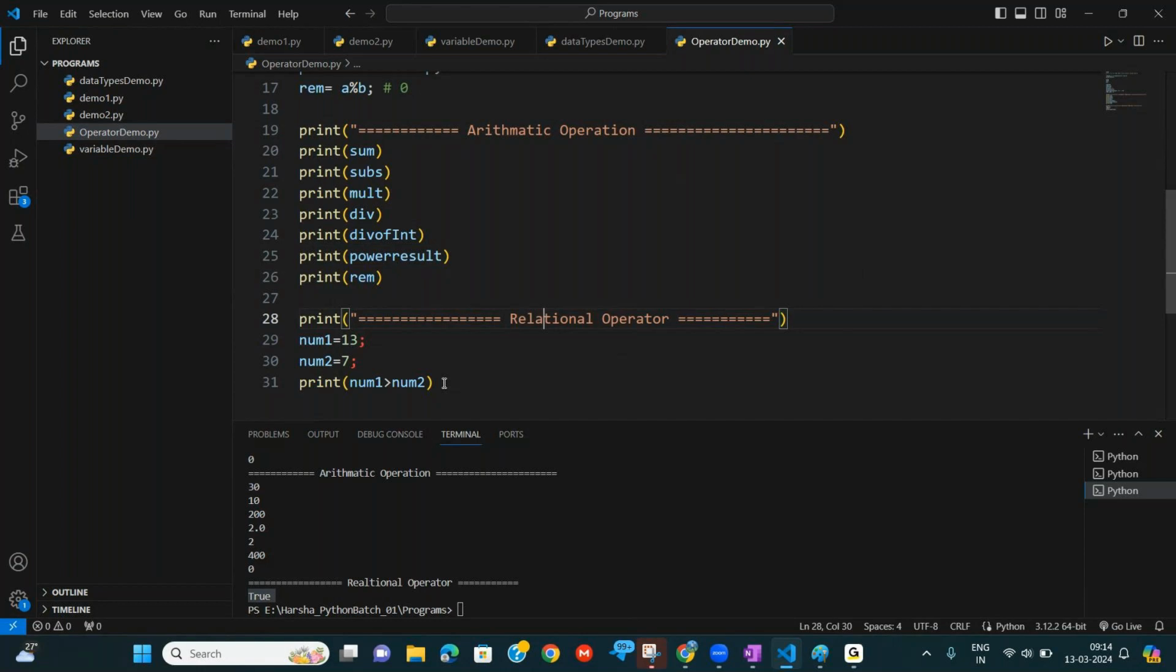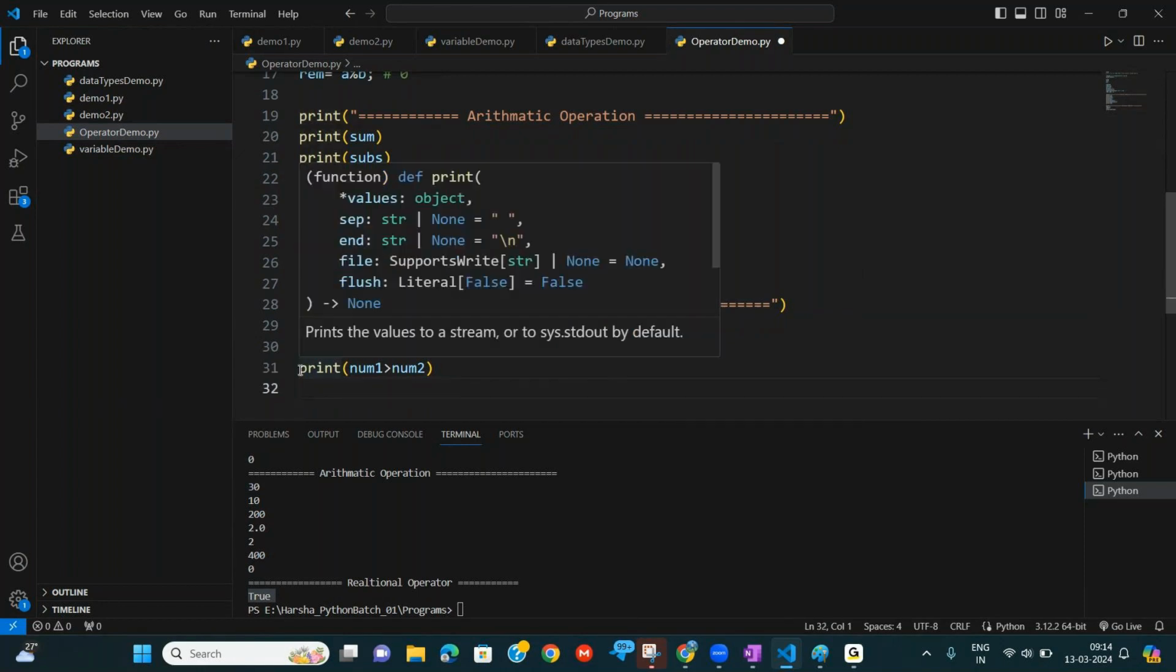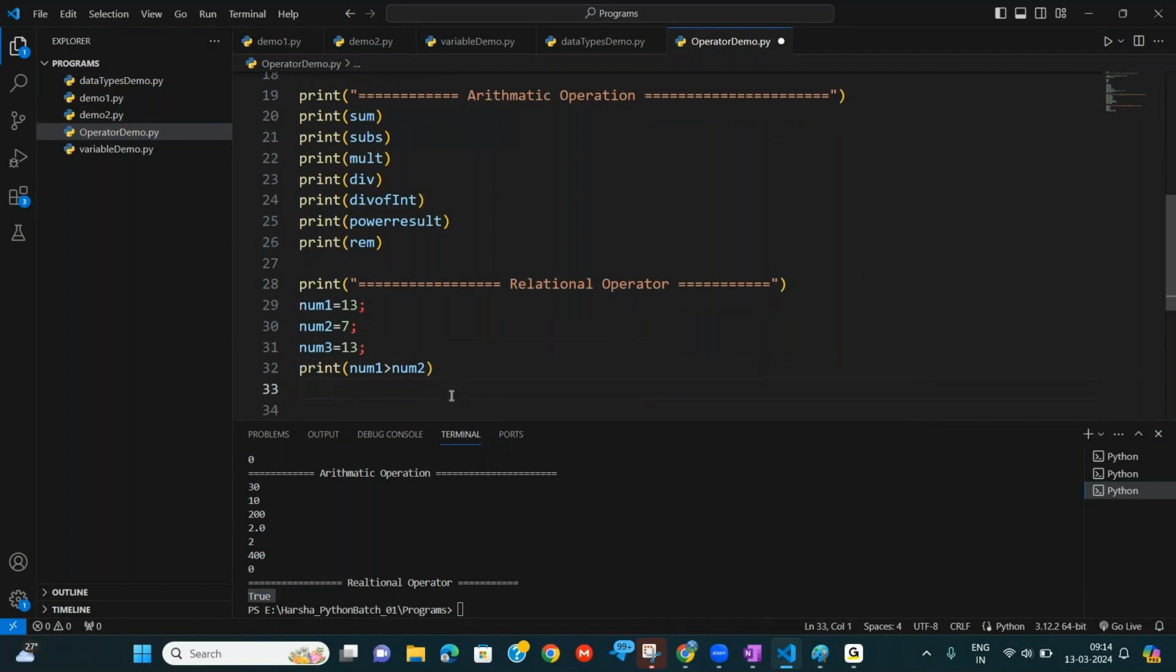Now suppose I have another operator called greater than or equal to. Let's say I'm writing number 3 equal to 13, again. See, I have another operator called greater than or equal to. Greater than or equal to means it is checking whether the value is either greater or equal.